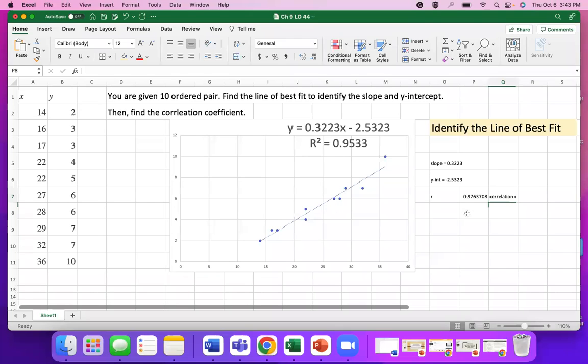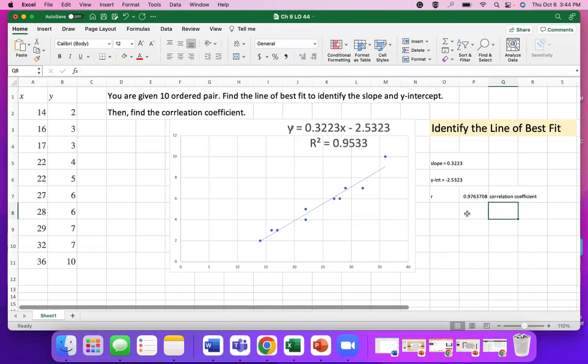So my correlation coefficient is 0.9763708. And I know it's positive because if you look at my line, it goes up, right? It's like I'm climbing a mountain, that's positive. So my positive correlation coefficient of 0.9763708 tells me that this is very close to 1. That means my data is pretty linear. So my line of best fit is probably going to be a decent estimate if I would use it to predict future values. So the equation for the line of best fit would allow me to make estimates.